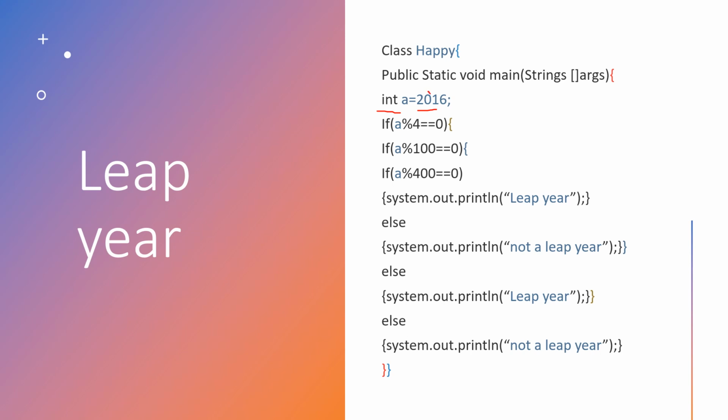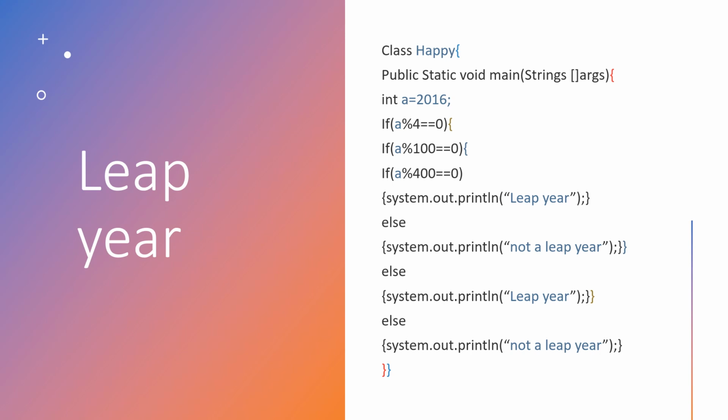This 2016 value is stored in a. Now if I need to compare, I don't need to compare with 2016; I can store it in the identifier a and validate with a. To validate a leap year, the year needs to be divisible by 4, it needs to be divisible by 100, and it needs to be divisible by 400.